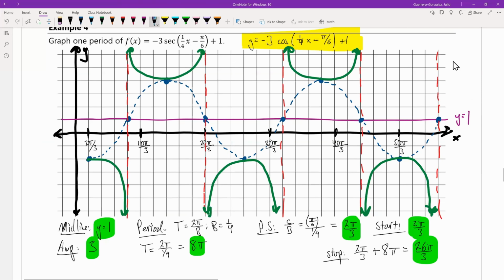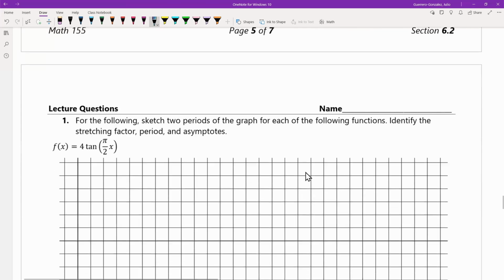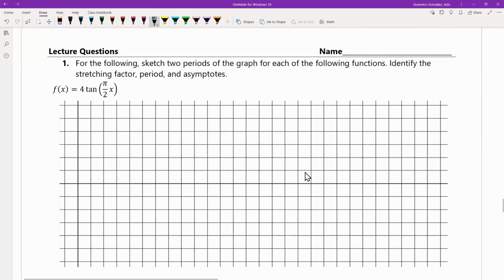All right. I think after this, for sure now, lecture questions. Try these out. Like I said, write down all the information that you possibly can. It's better to have it written down than floating in your head.